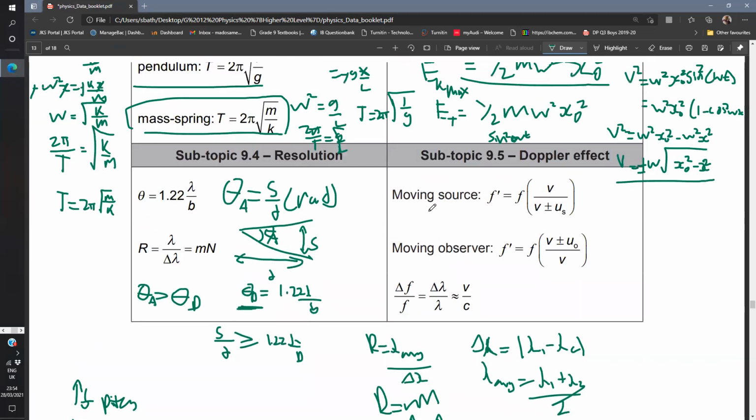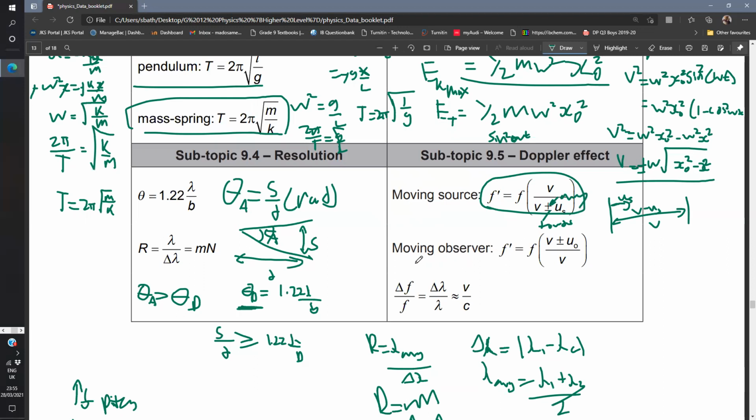We first consider a moving source. This is the formula that we're going to use. And basically what this formula entails is that the source has moved this much, and this is the whole velocity. So this is going to be v minus vs. And here we have minus. So minus is if it's going towards, and positive is away from.